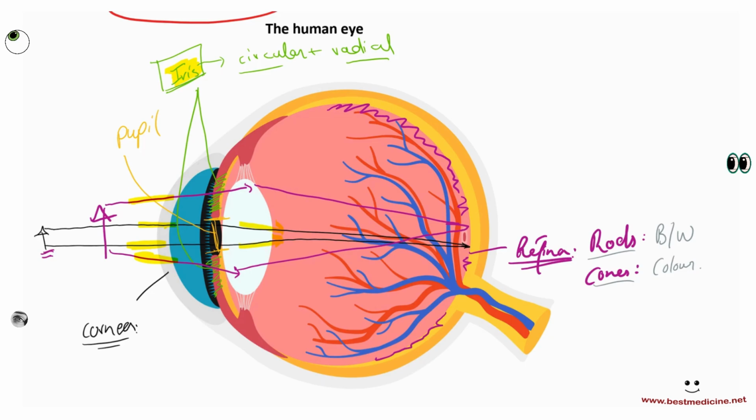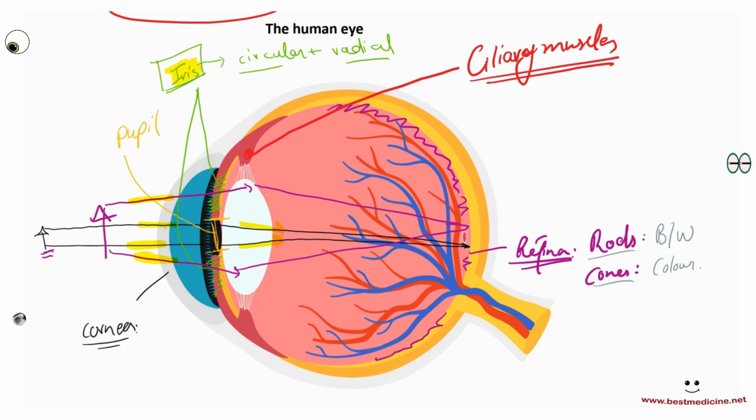Now, the way the lens is able to function is because it is controlled by some muscles, and those muscles are called ciliary muscles. Okay, ciliary muscles. So right here is a ciliary muscle. The ciliary muscles are attached to the lens by these ligaments, and these are called suspensory ligaments.